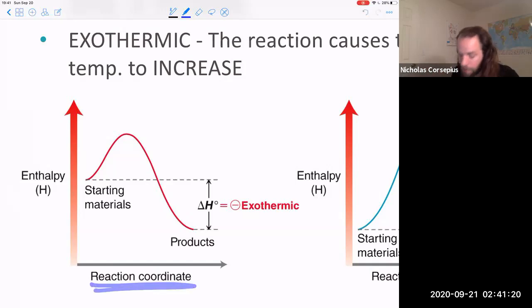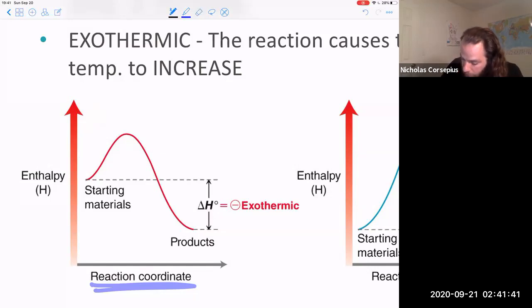So reaction coordinates, you can think about that as like reaction progress. On the one side here, this represents my starting materials or my reactants. And then over here, we have the products, right? And this is the enthalpy throughout that reaction, okay?